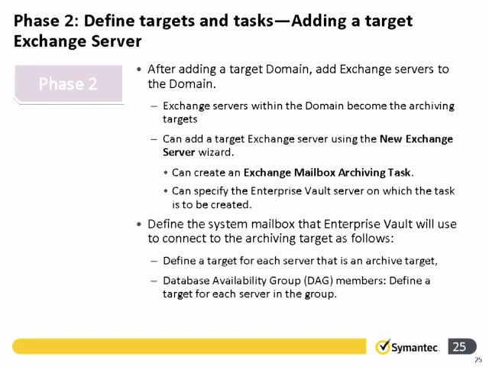Still within phase 2, you've got the adding of the targets themselves. So again, we've looked at the picture on the previous slide to talk about, once we've added the domain target, how we can add the individual Exchange servers. As part of that new Exchange server wizard, we can create the Exchange mailbox archiving task. As part of that wizard, we will specify the name of the system mailbox that we created on the Exchange server. And as a reminder, if you are using Exchange database availability groups, make sure that you define a target for each one of the Exchange servers that are in the Exchange database availability group.